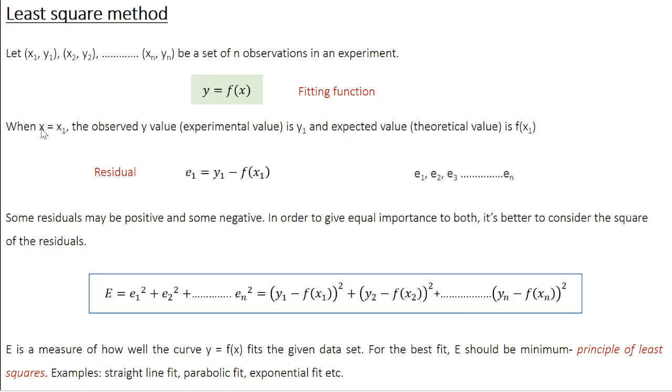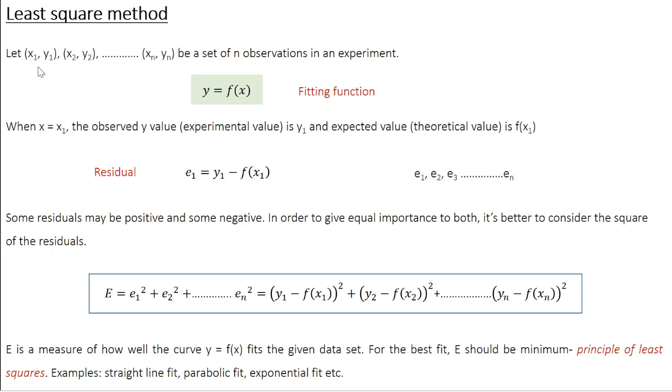Now for each x value you have two y values. One, the experimental value y1, which you obtained by performing an experiment. Two is the theoretical value which you get from the fitting function. For example, when x equal to x1, the experimental value is y1, the theoretical value is going to be f of x1. Now, if your fit is perfect, then the experimental value will be exactly same as the theoretical value. Most of the cases that doesn't happen. There is a slight difference between these two, and the difference is known as residual or error.